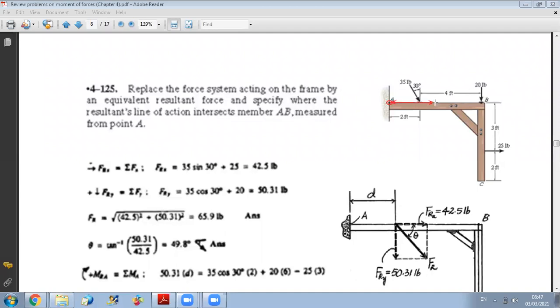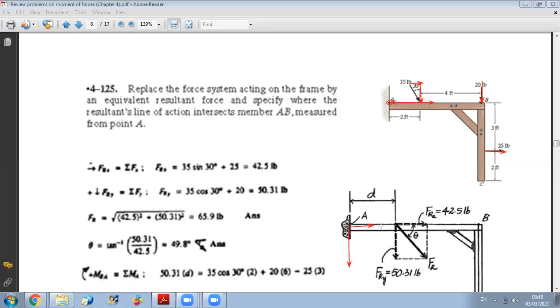So here, the methodology is the same. First step, I do summation of forces to get FRX and FRY. As you can see here, I can reduce my forces to X components. The X component is positive because here you have 35 sine 30 plus 25 along X. The Y component is downward because I have 20 downward plus 35 cosine 30 downward. So I can get the resultant Y component and the resultant X component.